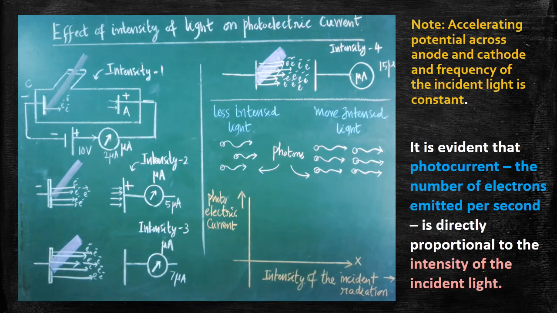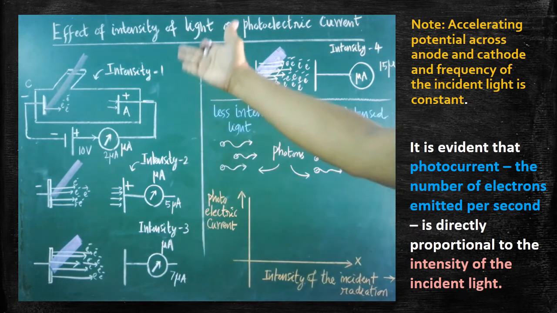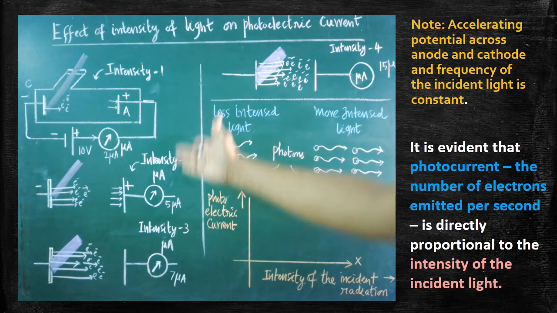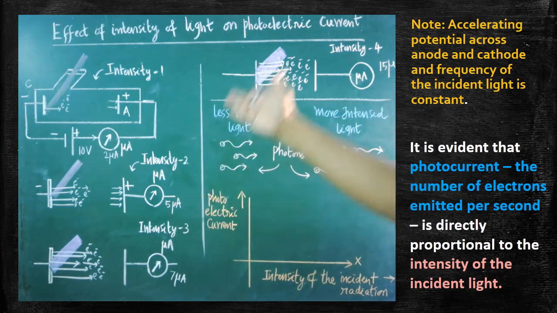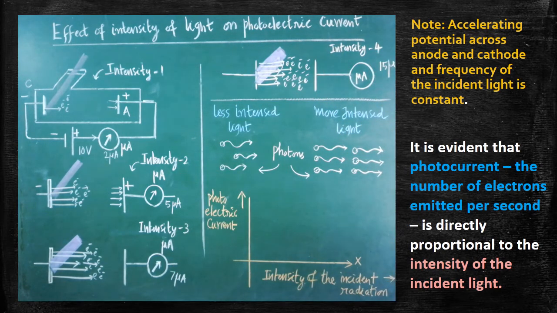Are you clear? When a single photon is made to incident on the metal surface, a single photoelectron will be ejected out. So that is an important key point that you should not forget. So from the observation, it is clearly understood that when the intensity of the incident light is increased, the photoelectric current also increases. So we are able to plot the graph now.